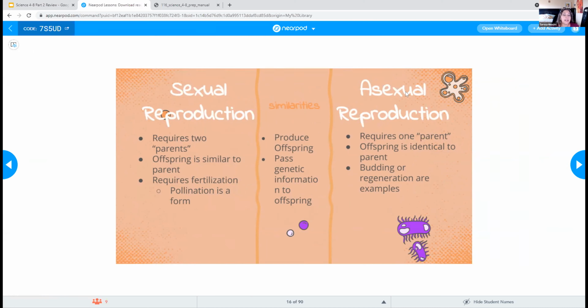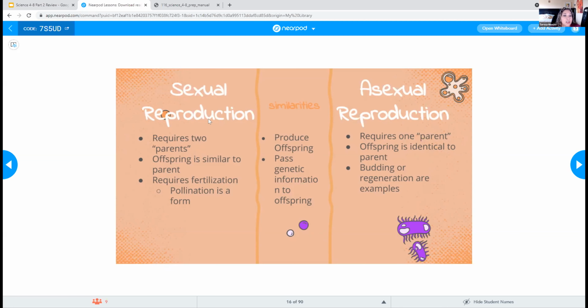So when we look at different types of organisms, and we think of something that has to undergo sexual reproduction, it basically means that there has to be 2 people involved, right? It takes 2. So it's going to require 2 parents to form the offspring.